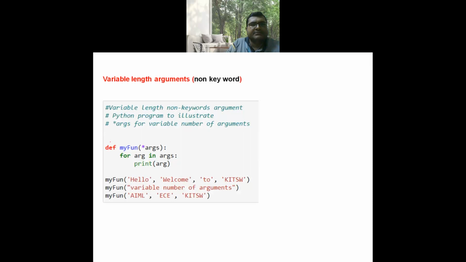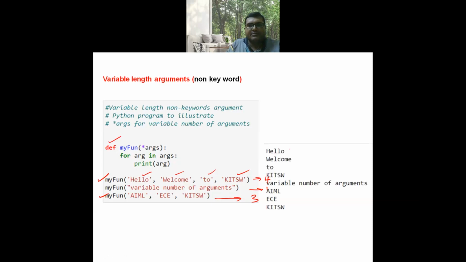Now here we are defining a function with the function name star args and a loop with a print statement. Here the function is called with four arguments, 3 3 4 4. Hello, welcome to KITS-W. And one more time calling the function with only one argument. Then calling the function with three arguments, AML, ECE and KITS-W.